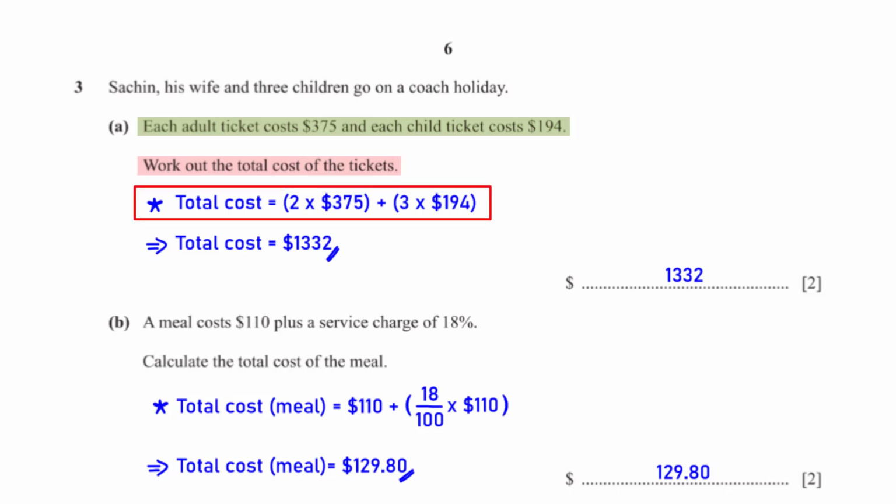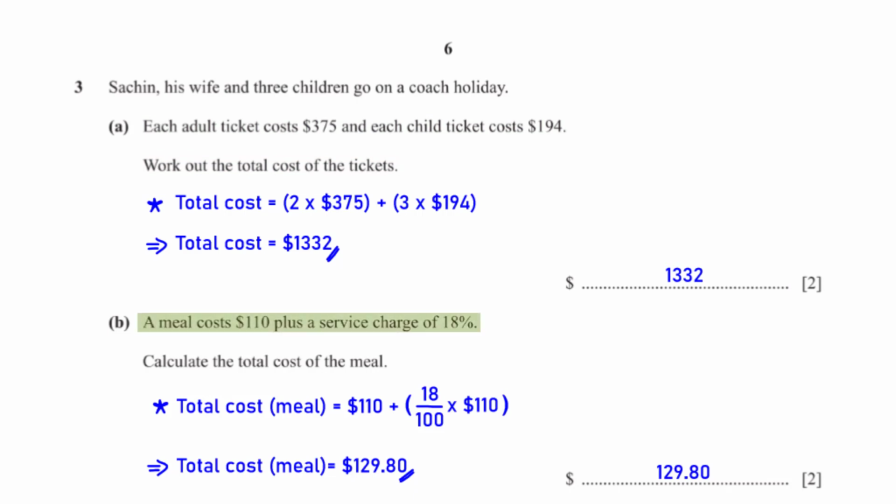The total cost of the tickets is equal to the cost of the tickets for Sachin and his wife, which is 2 times $375, plus the cost of the tickets for their 3 children, which is 3 times $194. When we type this into the calculator, we get $1,332.